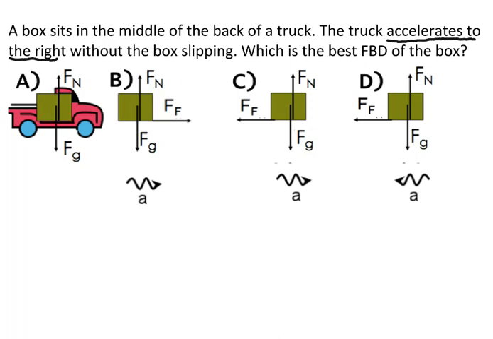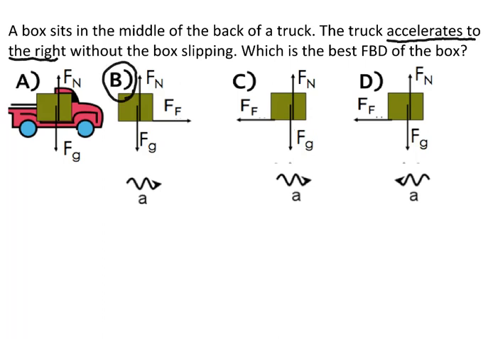So notice A would just be normal force and gravity. B is normal force and gravity, a friction force forward, and an acceleration, so the box is accelerating forward. C would be a friction force backwards, but the acceleration of the box is forwards. D would be a friction force backwards, and the acceleration of the box is also backwards. So hopefully you said B here.